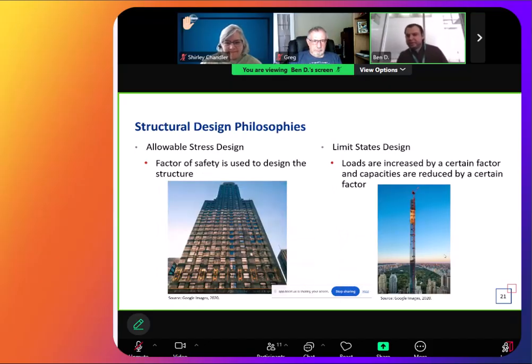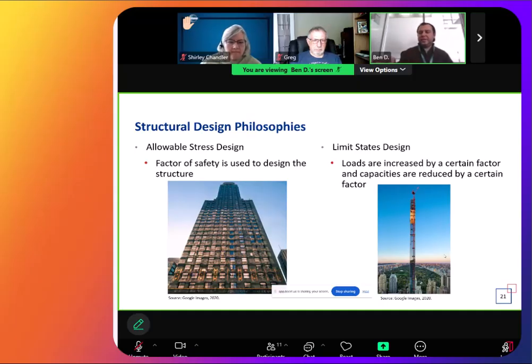Now, different structural design philosophies. There's allowable stress design. If you've heard about this, this is where we apply a factor of safety. So if, for example, something is being designed to have a factor of safety of 2, that means it should have a resistance of twice the load that's being applied to it. This oftentimes leads to very bulky structures. So most of the old structures are designed this way. There's a famous building in Chicago that has that design philosophy.